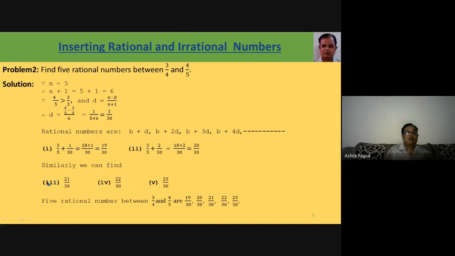Similarly, we can find the other numbers. Here we are adding 1, then 2, then 3, then 4, then 5 to the 18. Then it will be 21 by 30, 22 by 30, 23 by 30. This way we can find the five rational numbers between 3 by 4 and 4 by 5. As they are written here, 19 by 30 as we have found it here, then 20 by 30, then next 21 by 30, 22 by 30 and 23 by 30.